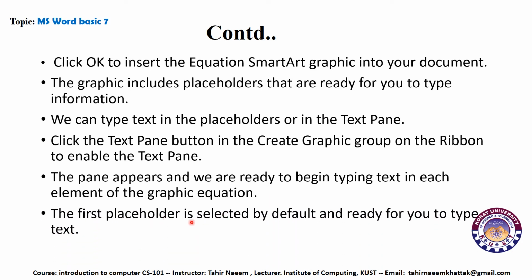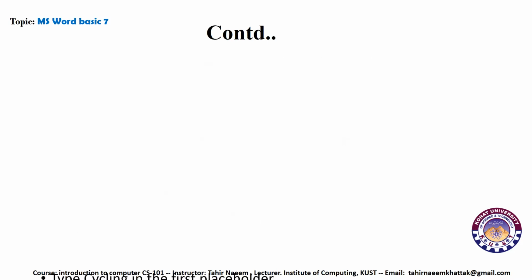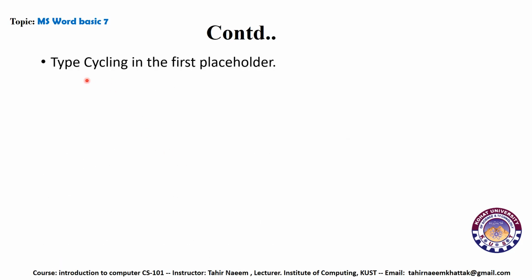The first placeholder is selected by default and ready for you to type the text. Normally the cursor will be placed in the first placeholder, or first box, and we can type directly into it. So here we type "cycling" in the first placeholder.